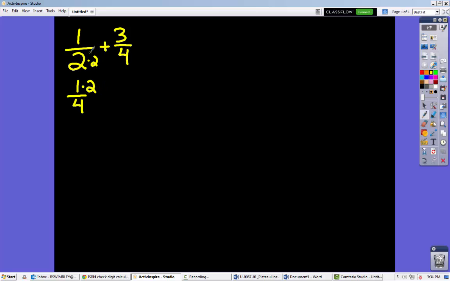So this 1/2 is now 2/4. This 3/4 stays the same. And I am left with 5/4. And I know from my fractions that this is the same as 1 1/4.